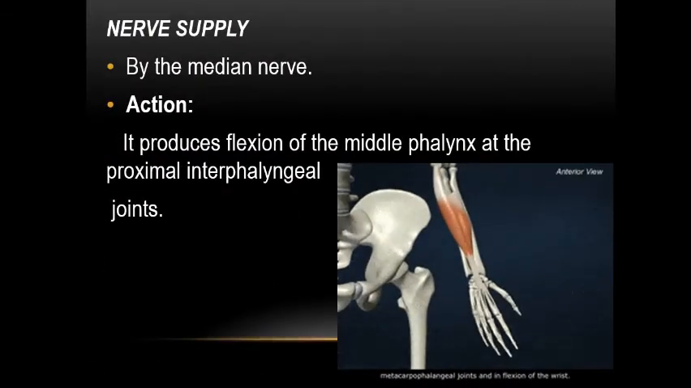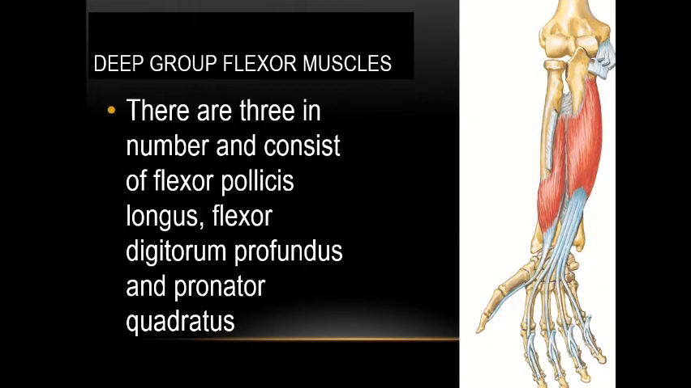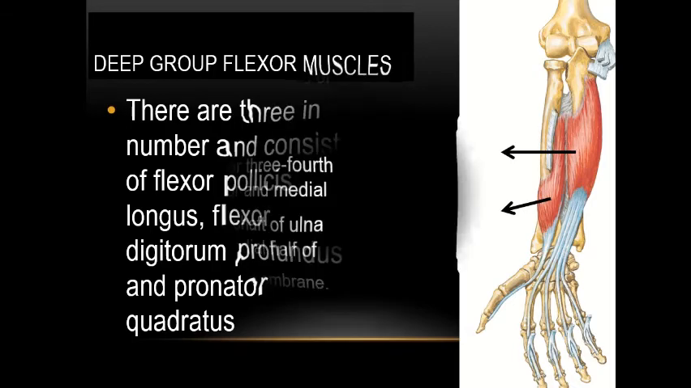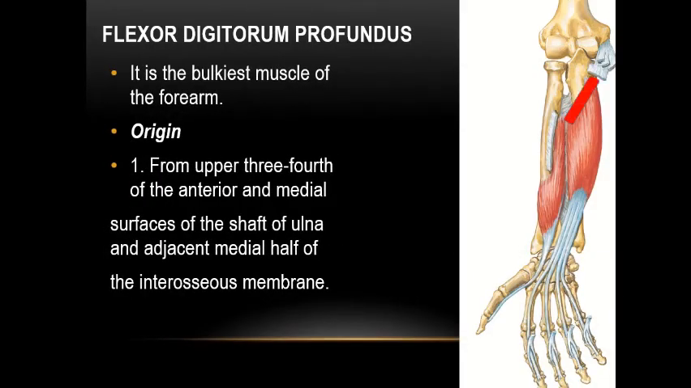The nerve supply is by median nerve, and the action is that it produces flexion of the middle phalanx at the proximal interphalangeal joint. Then the deep group muscles are three in number, consisting of flexor pollicis longus, flexor digitorum profundus, and pronator quadratus.